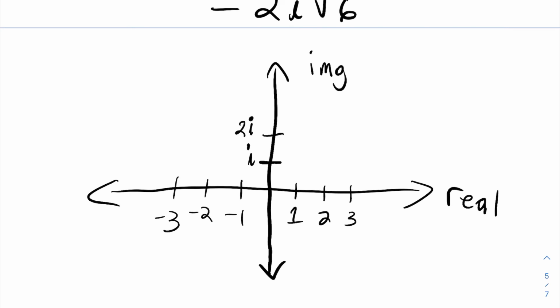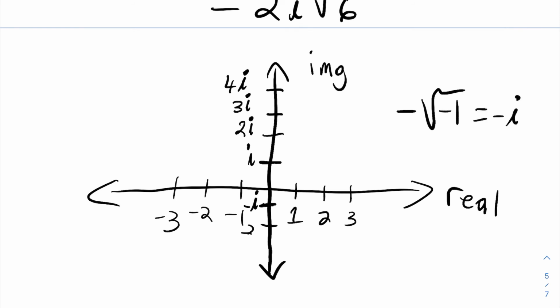2i, which is the square root of negative 4, 3i, which is the square root of negative 9, 4i, which is the square root of negative 16, and of course down here you have negative i. Negative i is the negative square root of negative 1. That's equal to negative i. And then of course you have negative 2i, which is negative square root of negative 4. That's negative 2i. And then you have negative 3i, which is the negative square root of negative 9.